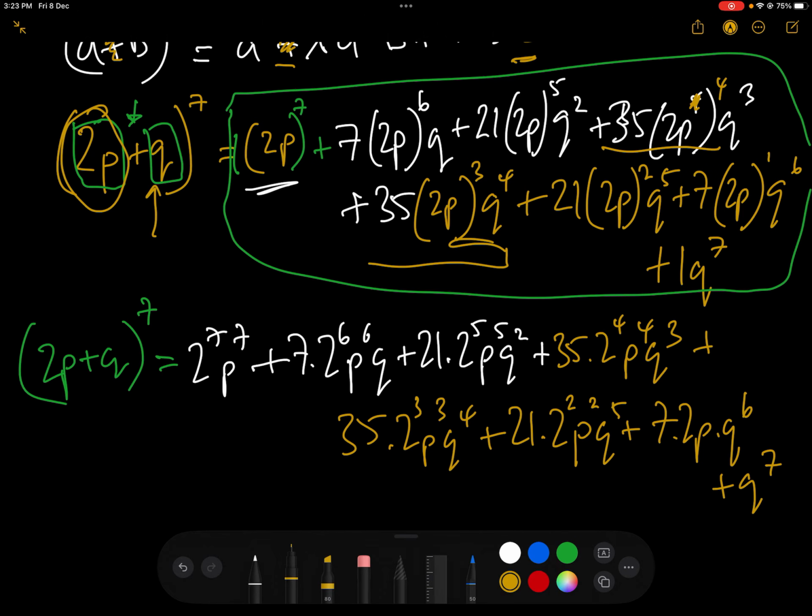And that's the answer. We can go further and actually do the numerical calculations, but they're relatively easy: 21 times 2 to the 5, 35 times 2 to the 4, etc.